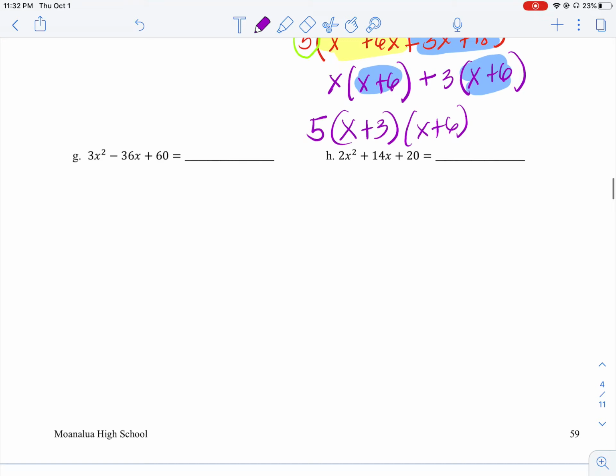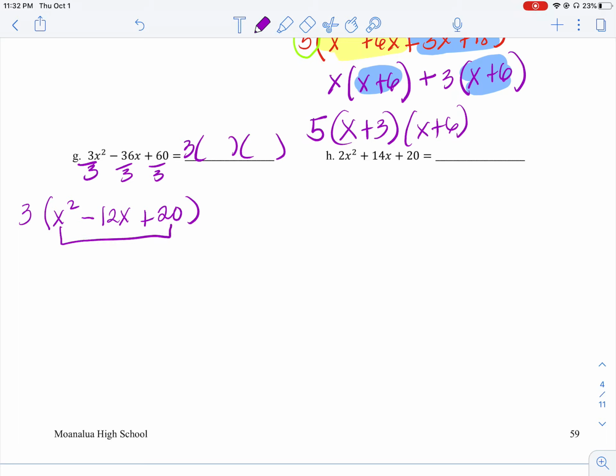Okay, one last example for this then. Letter G. Letter G, they have all what in common? A 3? So 3, 3, 3. So I know my final answer has a 3 on the outside. So 3, we have x squared minus, that's 12, right? And then you have, oops, wrong, 20. And then you're going to multiply your A value and your C value. That is a 20.